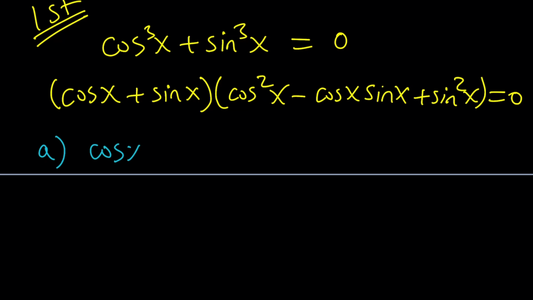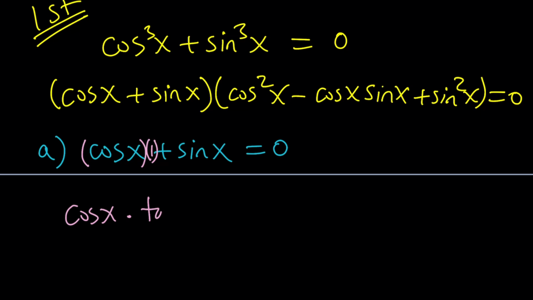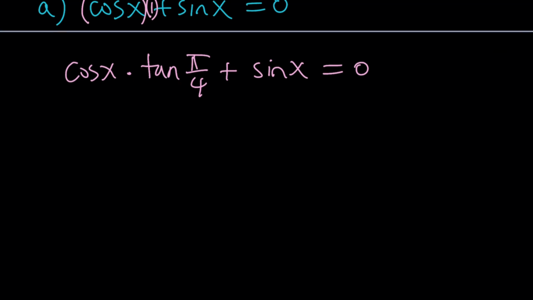First case, cosine x plus sine x equals 0. Now, this equation can be solved in different ways, so there's a couple ways to go about it. And let me show you the different alternatives. The first method that I'm going to use here is basically multiplying cosine x by 1. And what difference does it make? No difference, right? But it actually does when you replace 1 with tangent pi over 4. This is a really cool trick that we use to turn a sum of cosine and sine into a single sum. You'll see in a little bit.